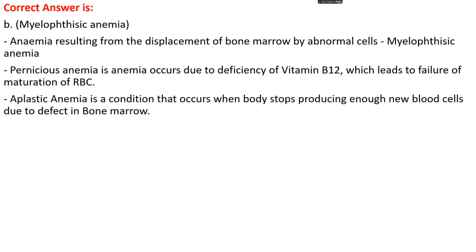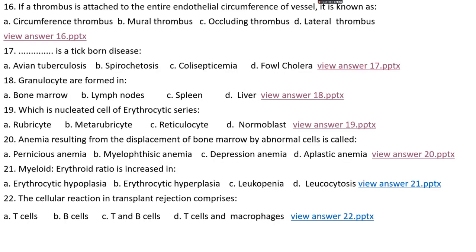Anemia resulting from the displacement of bone marrow by abnormal cells is called myelophthisic anemia, while pernicious anemia occurs due to deficiency of vitamin B12, which leads to failure of maturation of RBC. While aplastic anemia is a condition where the body stops producing enough new red blood cells due to a defect in bone marrow.